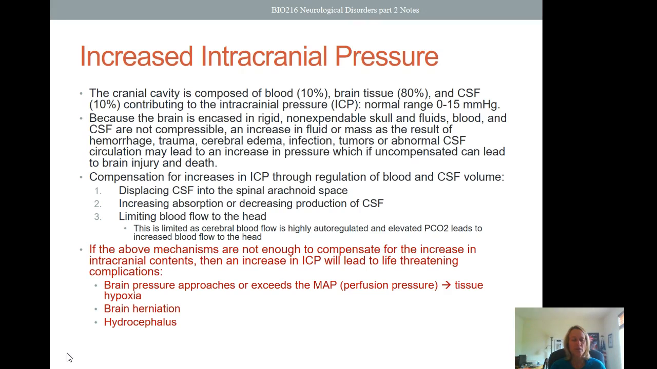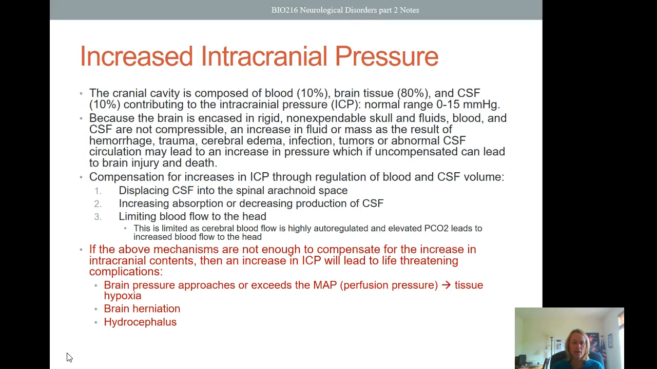Now, because the brain is encased in a rigid skull, and these fluids, blood and cerebral spinal fluid, are not compressible, any increase in fluid or mass that could be the result of hemorrhage, edema, infection, tumors, too much cerebral spinal fluid, any of those things can lead to an increase in intracranial pressure, which, if uncompensated, can lead to brain injury and death.